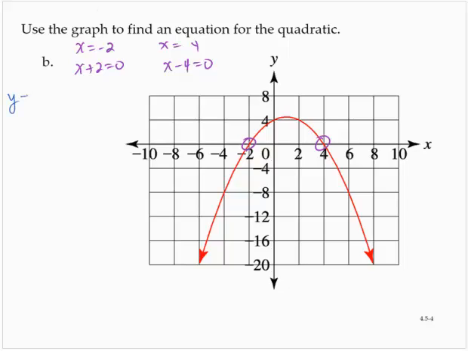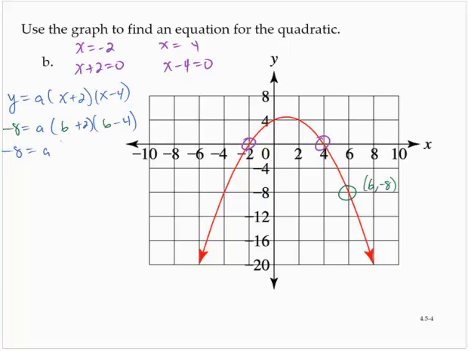So I can write y is equal to a times (x plus 2) times (x minus 4). Now, using another point on the curve, I'm going to use the point (6, -8). So then -8 would equal a. We have some 6's here. -8 is equal to a times (6 plus 2) times (6 minus 4).